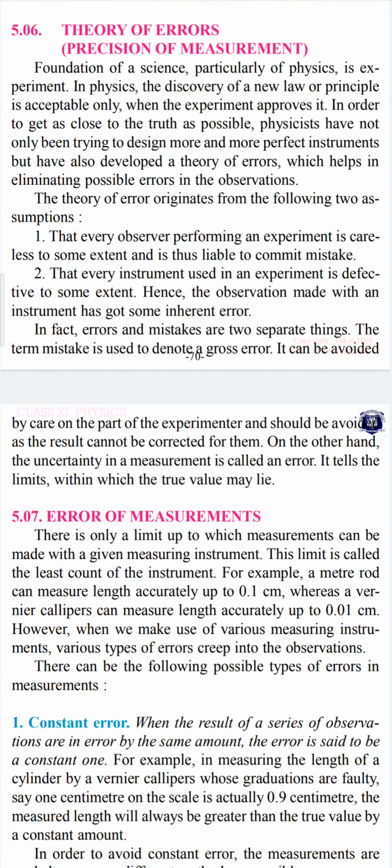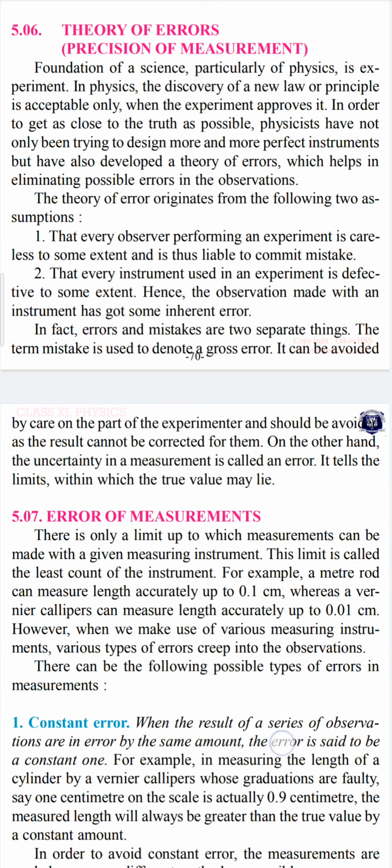1. That every observer performing an experiment is careless to some extent and is thus liable to commit mistakes. 2. That every instrument used in an experiment is defective to some extent. Hence, the observation made with an instrument has some inherent error. In fact, errors and mistakes are two separate things. The term mistake is used to denote a gross error. It can be avoided by care on the part of the experimenter and should be avoided, as the result cannot be corrected for them. On the other hand, the uncertainty in a measurement is called an error. It tells the limits within which the true value may lie.